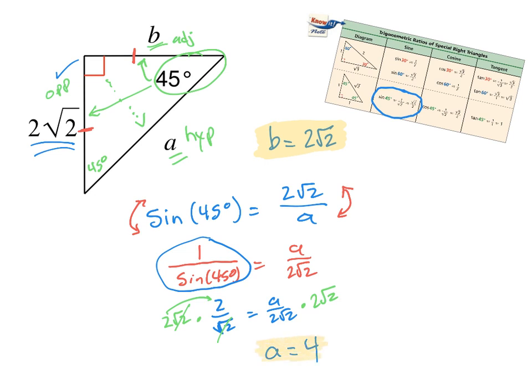So we used a little prior knowledge to solve for B because we know that the legs of a 45, 45, 90 right triangle are congruent. That's how we got the 2 square root of 2. And then we used trigonometry, and we used a little trick here with reciprocals to solve for A.